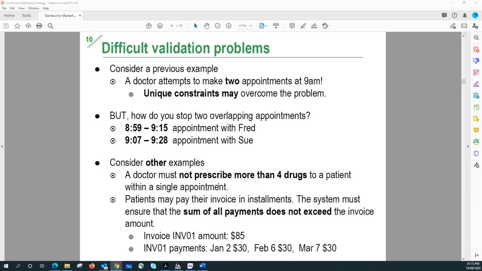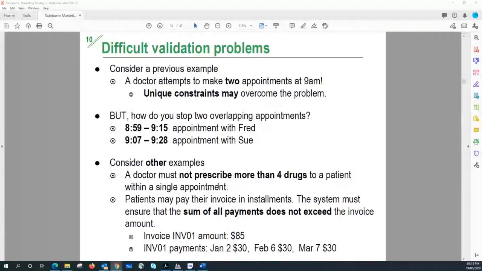For example, sometimes you have a scenario where you have appointments with the patients and the doctors, and a doctor cannot prescribe more than 4 drugs per patient per appointment. How can you make sure you implement that kind of business rule in your database, right? Or maybe, given a payment plan for a particular patient, how can you make sure that all the payments we receive for a particular patient invoice do not exceed the total invoice value, right?